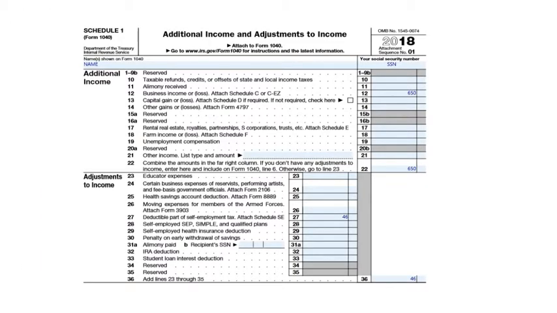This is Schedule 1, Additional Income and Adjustments to Income. Put your name and Social Security number at the top of the form. On line 12, put your income from Schedule C, EZ, which would be $650. Carry that down to line 22. On line 27, put your deduction from your self-employment tax, which is $46, and carry that down to line 36.